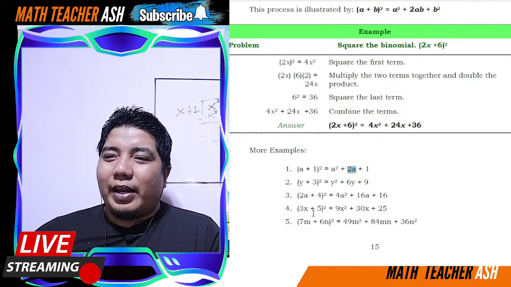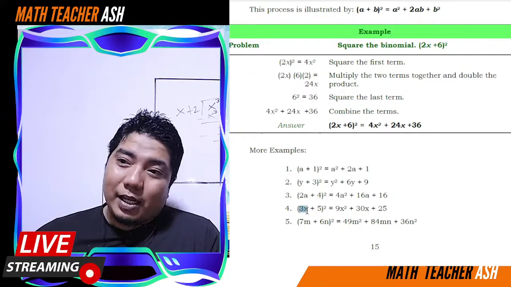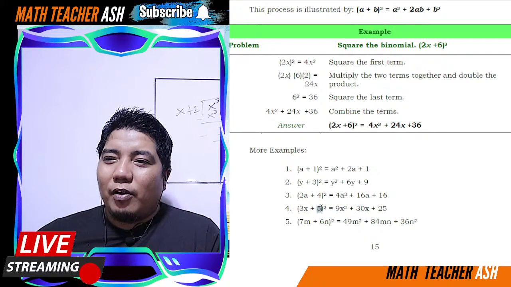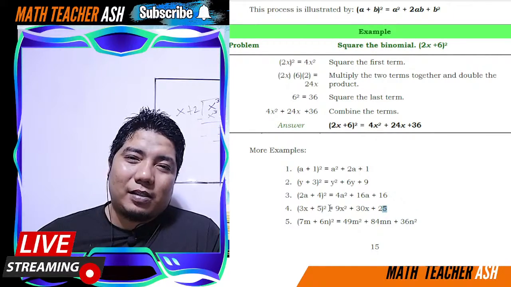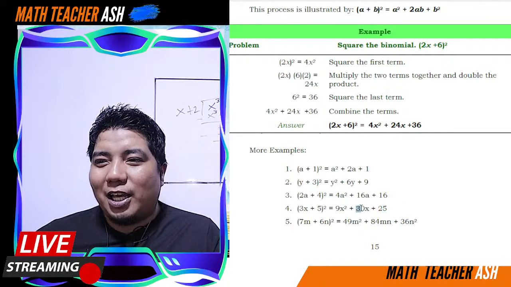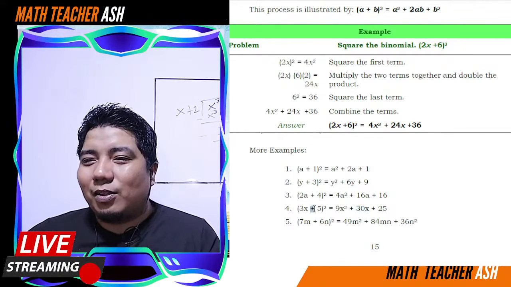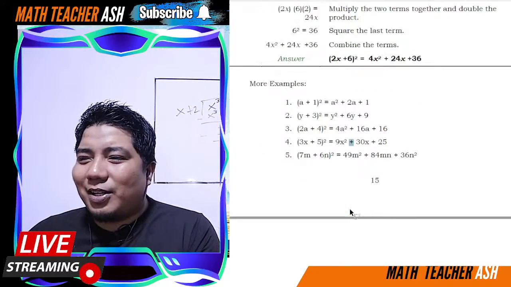Going to number 4, 3x plus 5 squared. Okay. So, 3x times 3x, 9x squared. 5 times 5, 25. Para sa gitna, 3x times 5, 15x. I-double mo yon, 30x. Then, dahil plus ito, you copy plus. Okay, ganun lang kadali, my dear math learners.